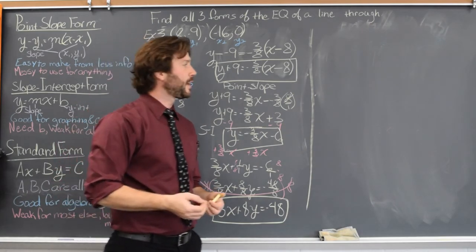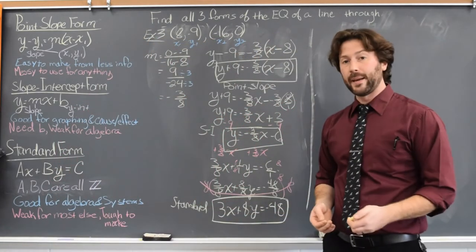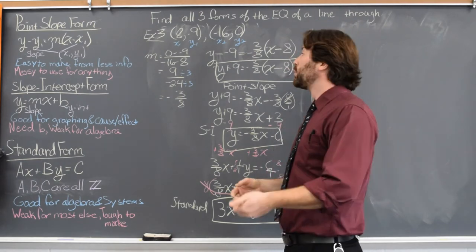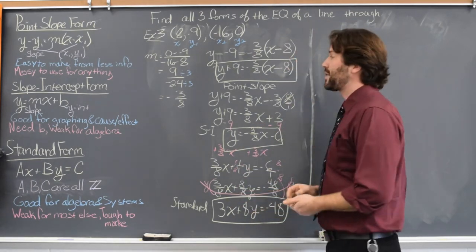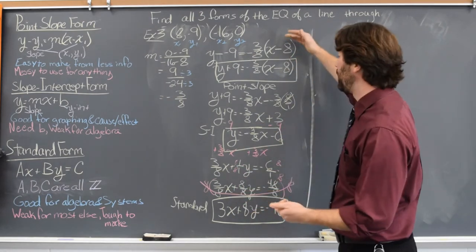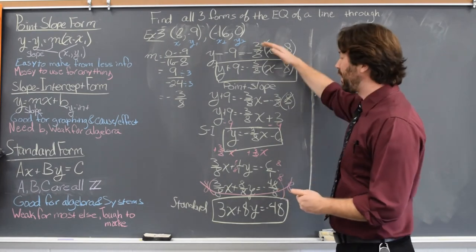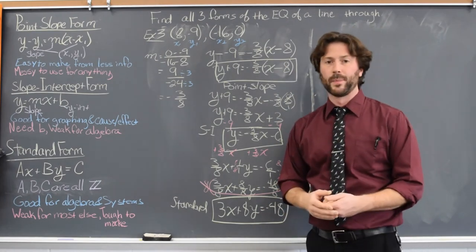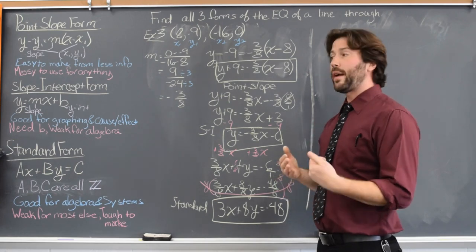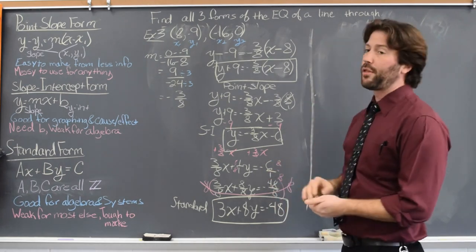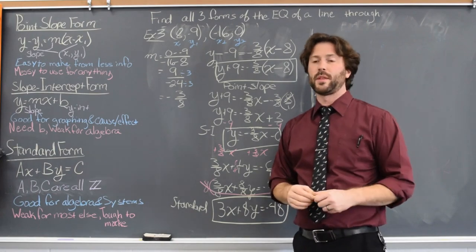Now, you're not often going to be asked to find all three. Basically they're going to give you the points and tell you to do one. So if they tell you to do point slope, you can stop right here. If they tell you to do slope intercept, you're going to have to work through the slope intercept. And if they ask for standard, then you're going to have to work all the way through. But the key is to make sure you're answering the question that's asked. So right now we're asked to find all 3 forms of the equation through those points.